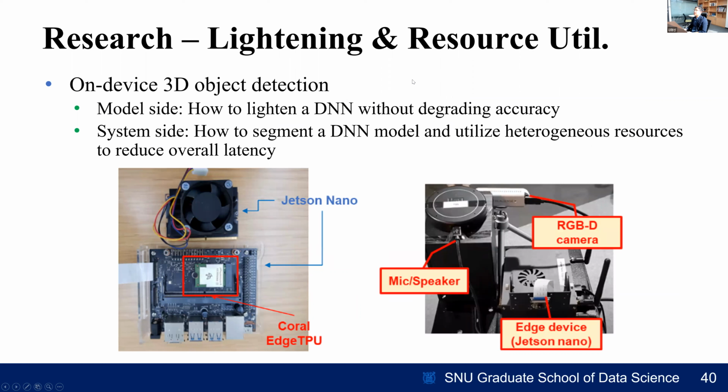As for model slimming and resource utilization, we have been trying to enable on-device 3D object detection, not 2D but 3D, which is challenging because, as you know, a 3D object detection model is quite heavy and takes a long time to run on an edge device. So our approach is to modify both the deep learning model and system execution, which creates synergy to significantly reduce inference latency without sacrificing accuracy. We are using Jetson Nano, as you can see here.